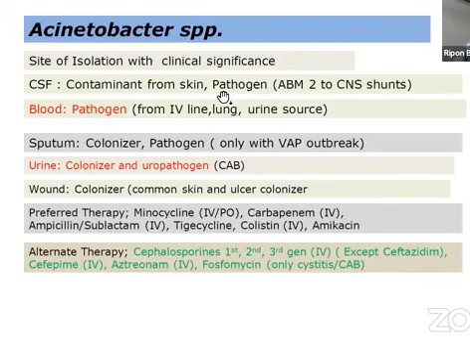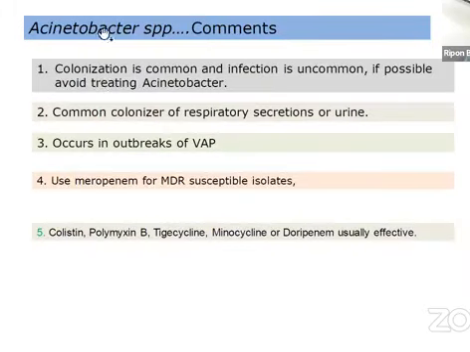Sorry for the interruption. Acinetobacter species are pathogenic when found in the blood and urine, and also in the CSF. Minocycline, carbapenem, ampicillin-sulbactam combination, tigecycline, colistin are the preferred therapy. The alternative therapy is the first, second, third generation cephalosporins, except ceftazidime, cefepime, and sulbactam. These can be alternative therapy.